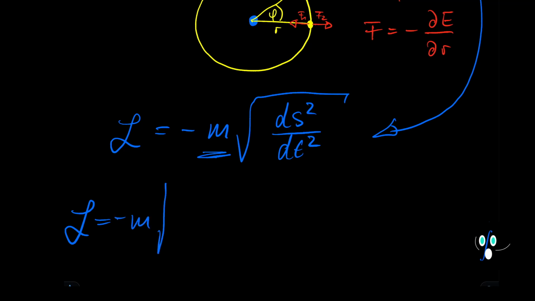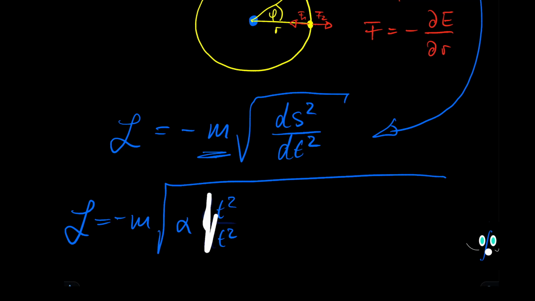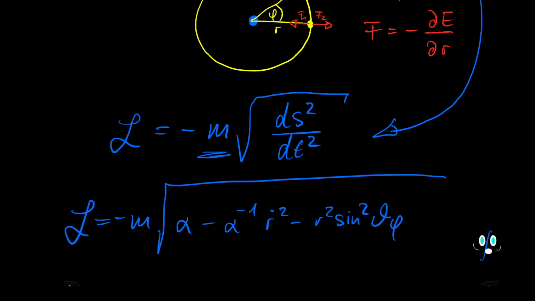So we have minus m times the square root of alpha times dt squared over dt squared, and this we can just abbreviate to 1. Then we have alpha inverted times dr squared over dt squared, and this can be abbreviated to r dot squared, and in the same manner r squared sine squared theta phi dot squared minus r squared theta dot squared.